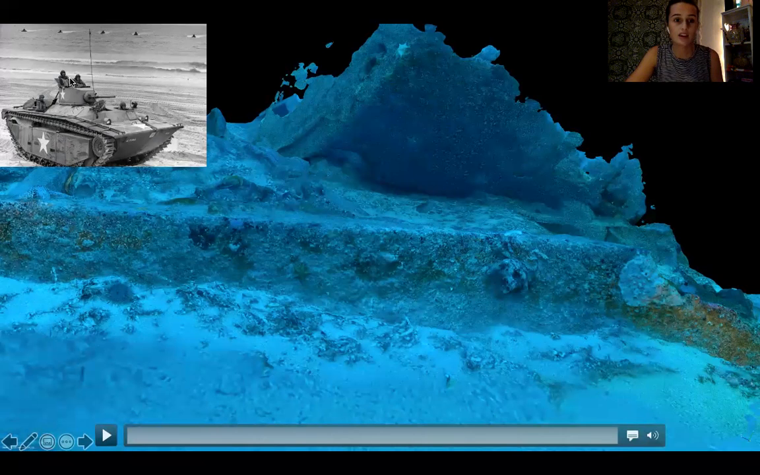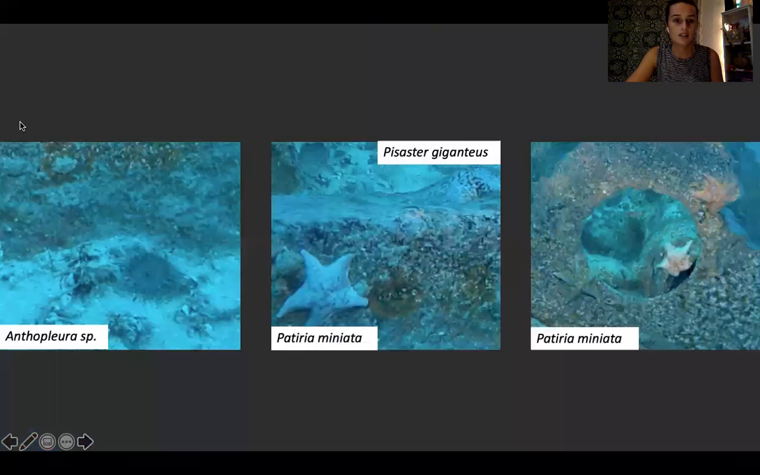And this is of an Amtrak. Here we can see the wheel right here and the track here. So from this 3D model, I selected some screenshots of organisms that we're able to identify on this wreck. Here we have two species of sea stars and a species of sea anemone.